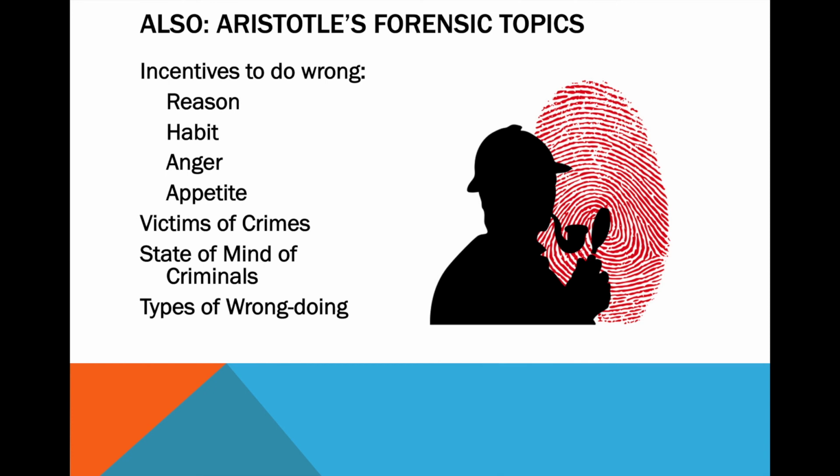And then what are the different types of wrongdoing? Right? How would we place this particular act in a category by defining it as a certain type of wrongdoing? Was it a violation of particular law or general law? Was it an offense against an individual or an offense against the community? And what are the different arguments that we can make in relation to each of these available topics for forensic rhetoric as discussed in Aristotle's Rhetoric?